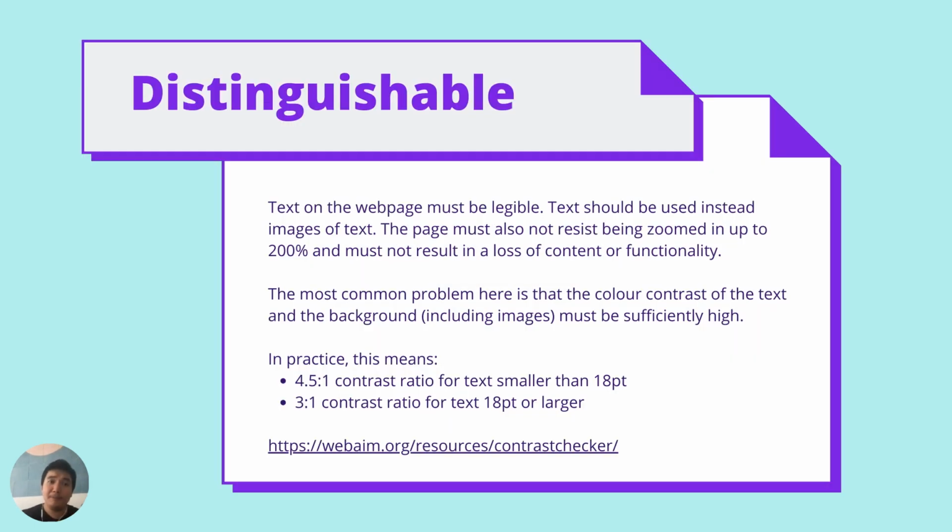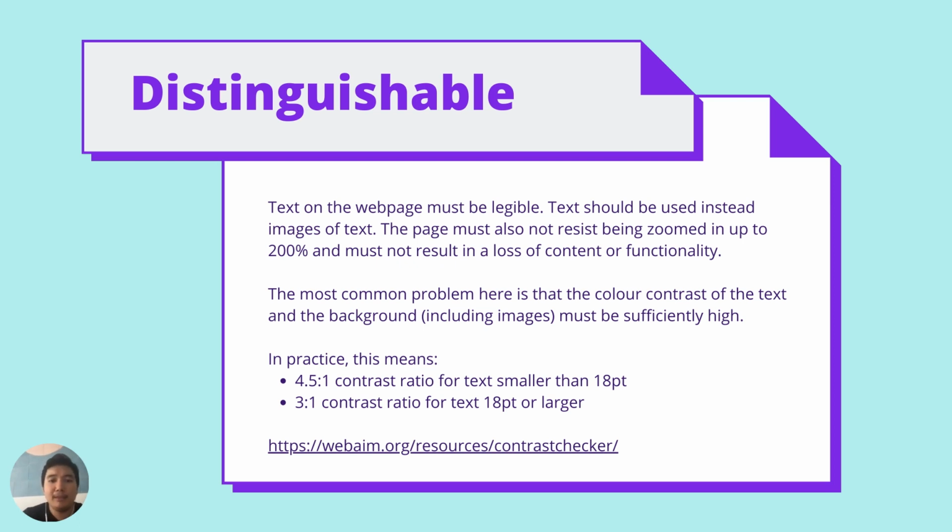So another part of perceivability is distinguishability. So we covered non-text content. For the text that is there, that has another requirement, that it must be legible. So text should be used instead of images of text. This is fairly straightforward. If it's an image of text, there's going to be a lot of software that's not going to really be able to understand what's going on.